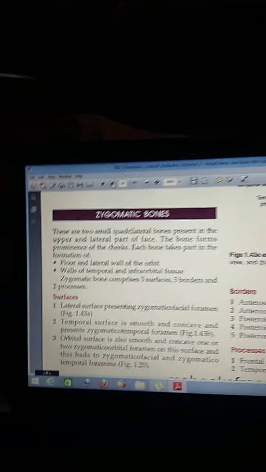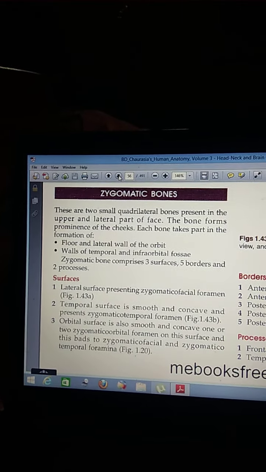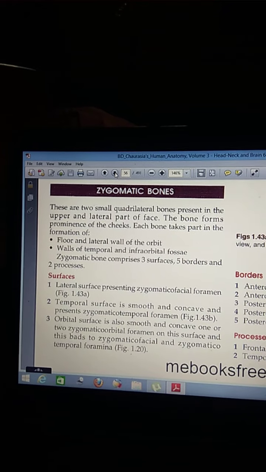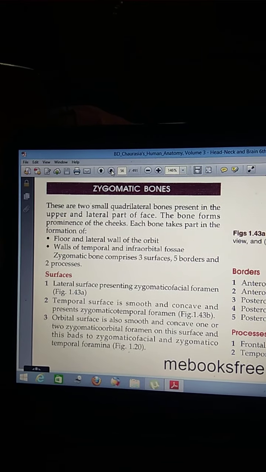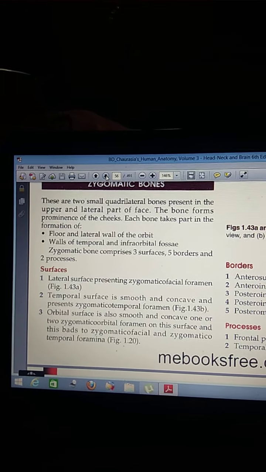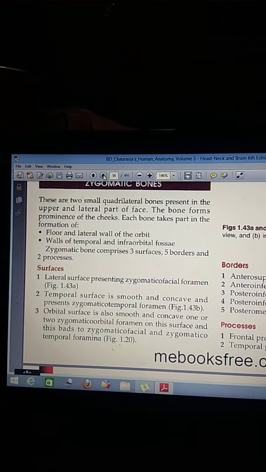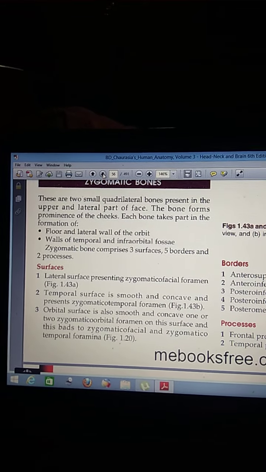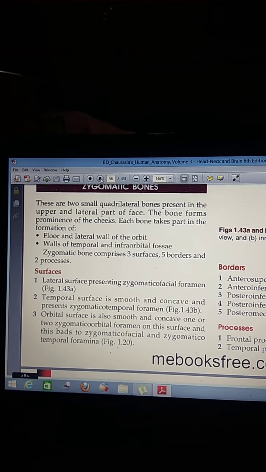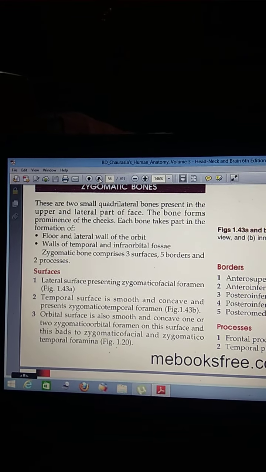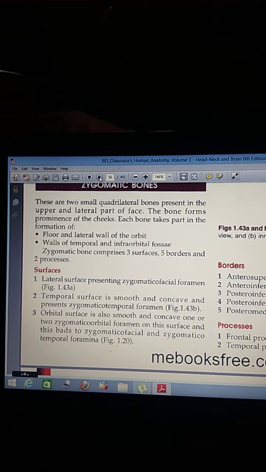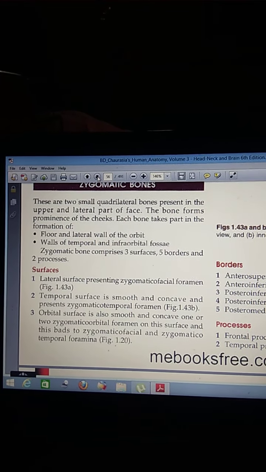Now, the zygomatic bone. These are two small quadrilateral bones present in the upper and lateral part of the face. The bone forms the prominence of the cheeks. Each bone takes part in the formation of the floor and lateral wall of the orbit, and the walls of the temporal and infraorbital fossa. The zygomatic bone comprises three surfaces, five borders, and two processes.